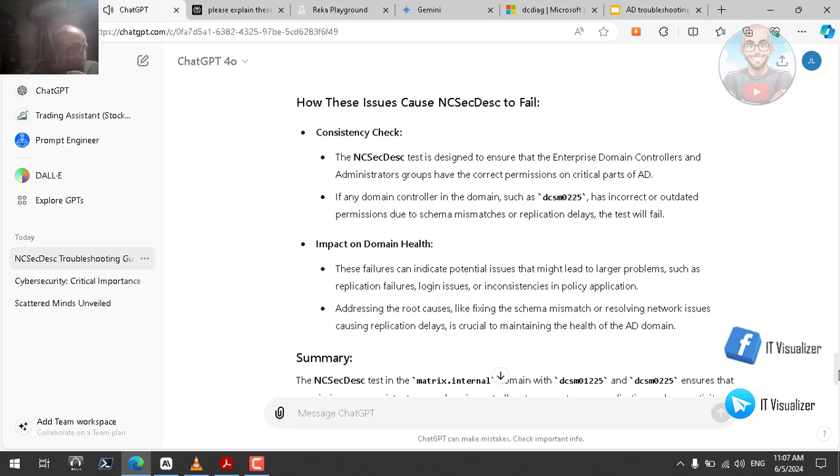Impact on domain health. These failures can indicate potential issues that might lead to larger problems, such as replication failures, login issues, or inconsistencies in policy application. Addressing the root causes, like fixing the schema mismatch or resolving network issues causing replication delays, is crucial to maintaining the health of the domain.